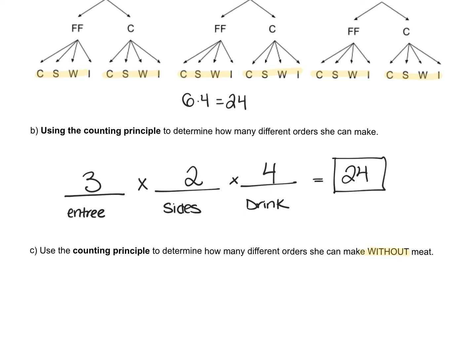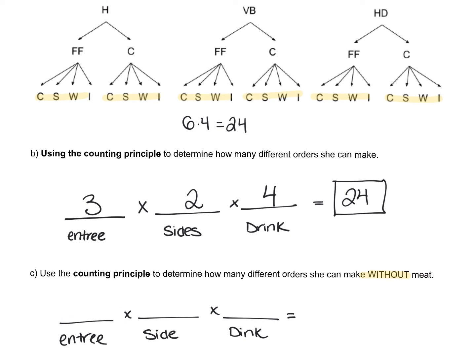So without meat, well, let's see. Same concept is going to apply. We need to put down all of our entree options. We need to multiply that by all of our side options. And we need to multiply that by all of our drink options. So how many entree options do we have without meat? Well, we only have a hamburger, a veggie burger, and a hot dog. Hot dogs and hamburgers both have meat in them. So I really only have 1 option for my entree, which is the veggie burger. So how many options do I have that don't contain meat is 1.